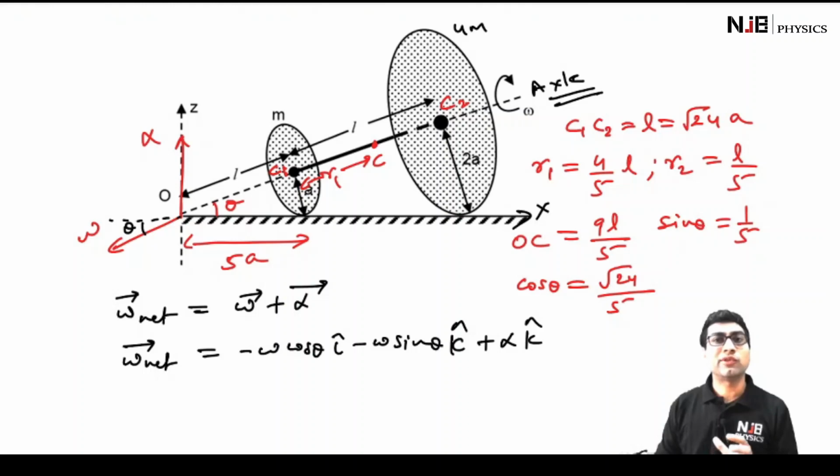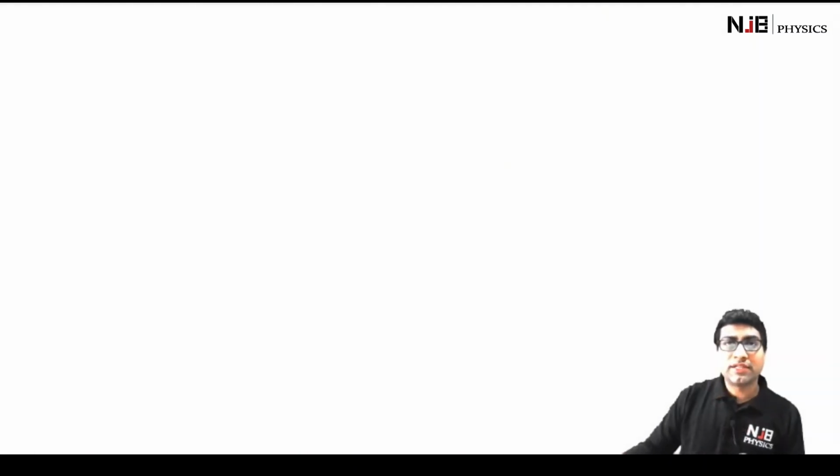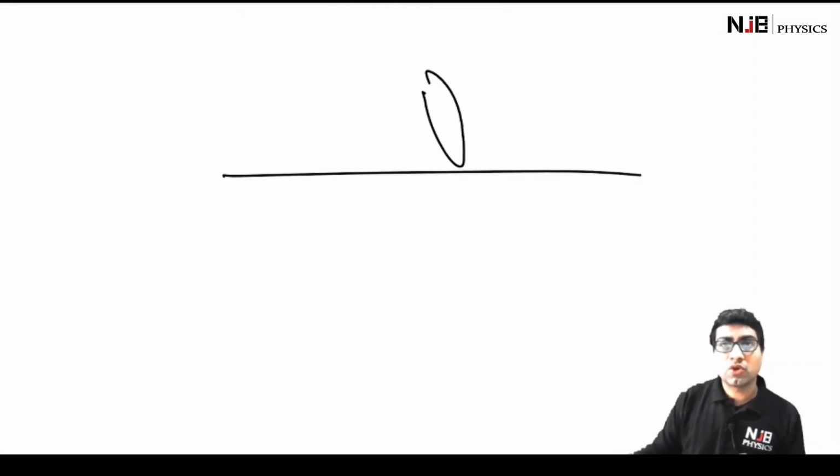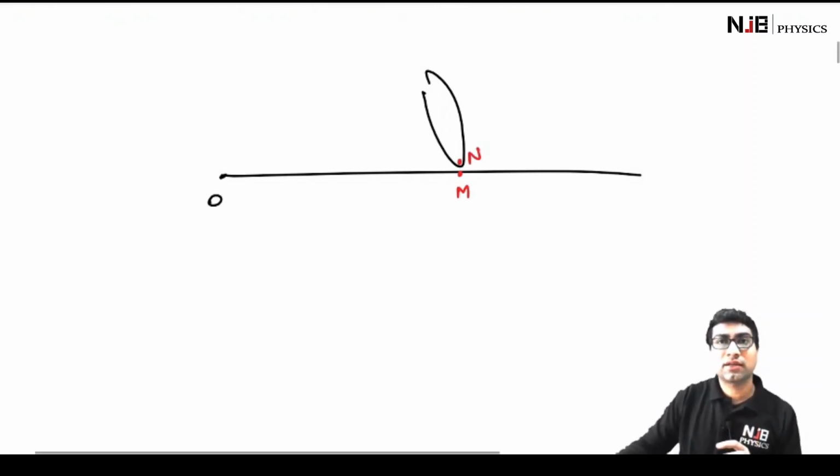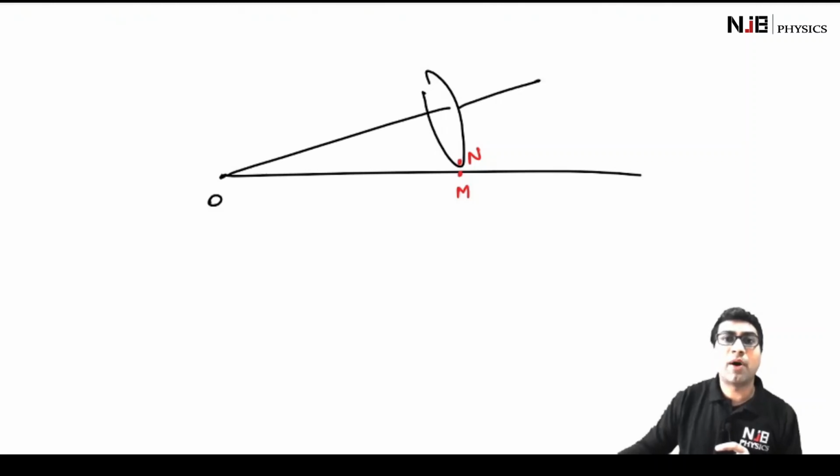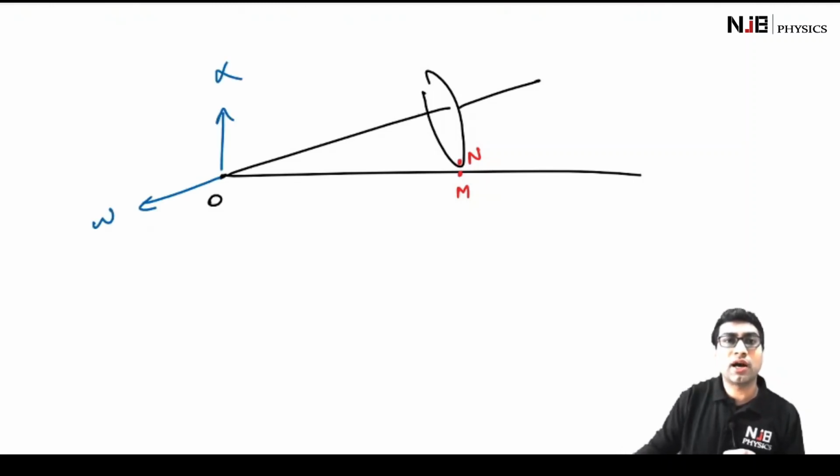And now I am going to make use of the condition for pure rolling in order to get the value of alpha. So let's consider this smaller disk which is rolling on the ground. This is your origin O, and I am going to consider this point which is on the ground as point M, and another point is this point N which is on the edge of this disk, and this is the axle about which the disk is going to rotate, and the axle is also rotating. And we have already seen that this arrangement is going to have two angular velocities. One is in this direction, omega, another is in this direction, alpha.